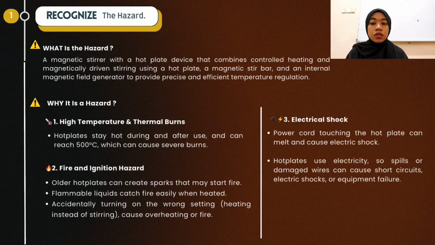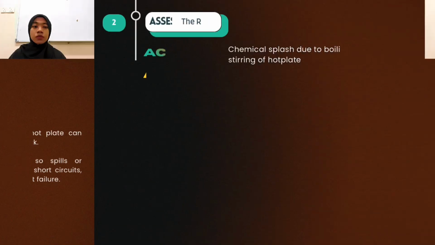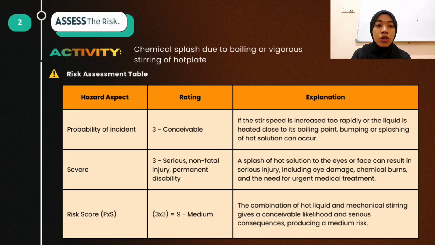The third one, electrical shock. A stirring hot plate uses electricity, so damaged wires, loose plugs, touching the hot plate with wet hands, or spills around the unit can lead to short circuits and electric shocks. For the experiment, we focus on chemical splash due to boiling or vigorous stirring. The probability of incident is rated 3, conceivable.